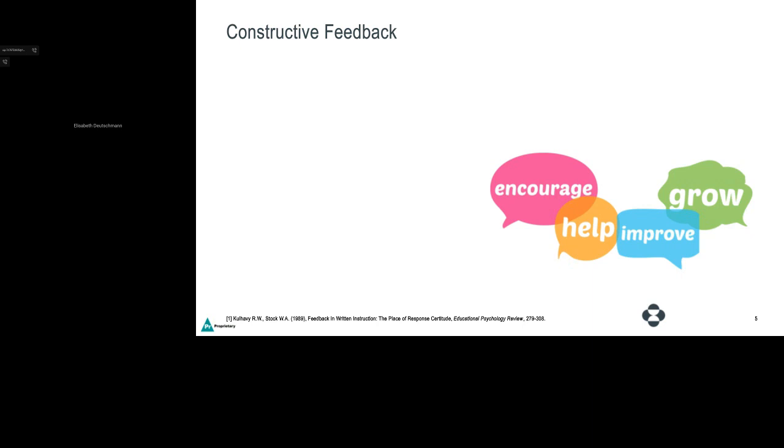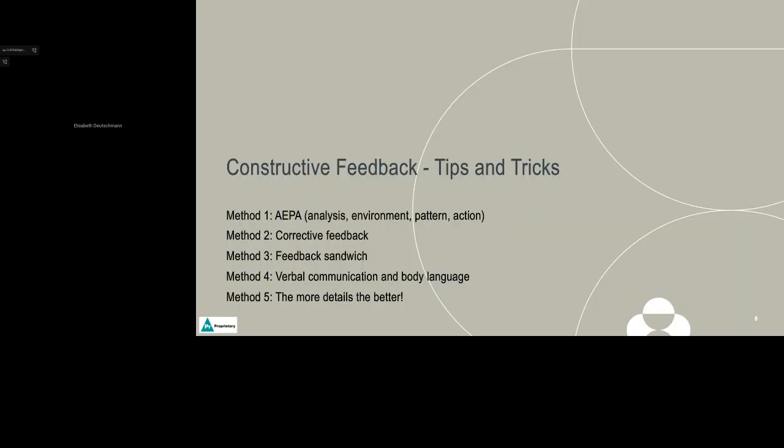Right, so now that we know a bit about constructive feedback, I will share with you some tips and tricks on how to provide effective feedback.